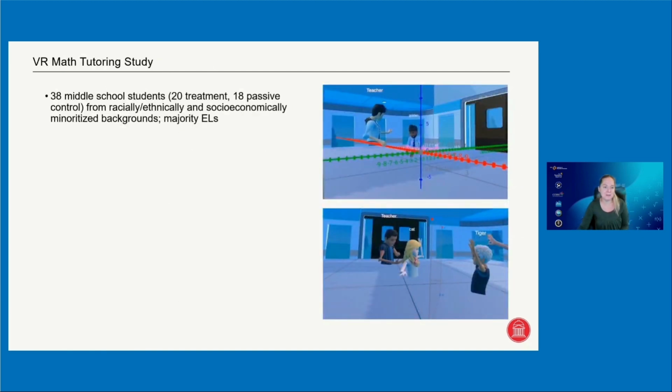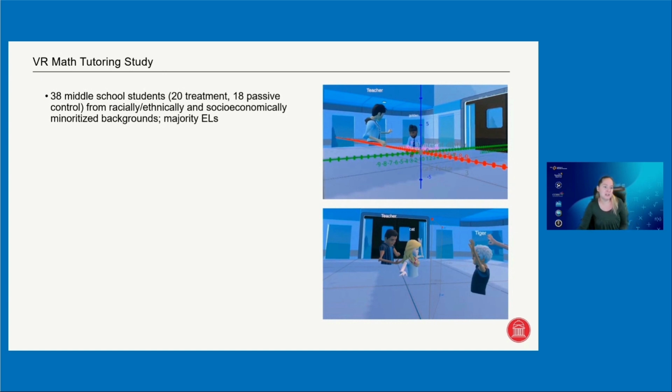So the final study I'm going to talk about when thinking about perceptual grounding is a study we did in virtual reality of math tutoring. Math tutoring has become really important in the wake of the COVID-19 pandemic, and there are a lot of tutoring interventions going on right now. We designed one for virtual reality with theories of embodied cognition at the forefront.